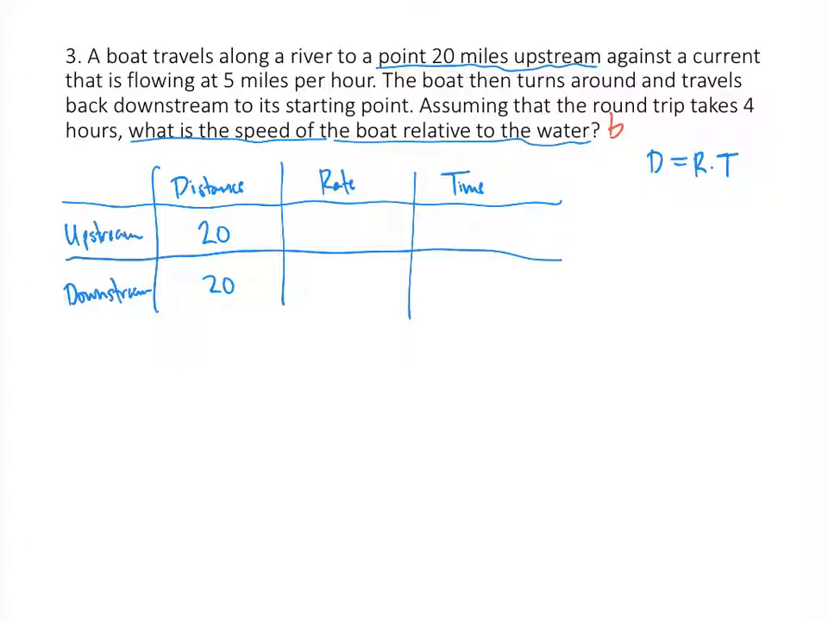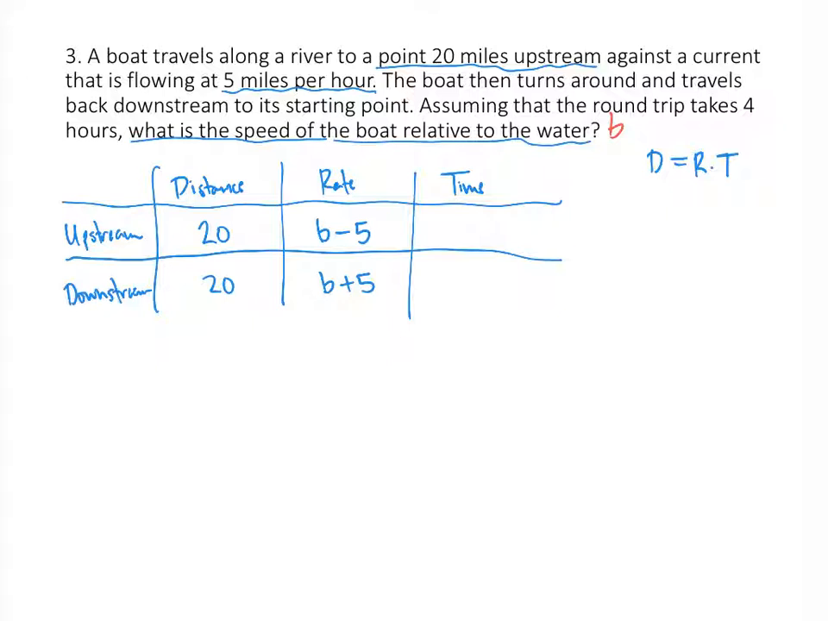Now for the rate, we know that the current flows at 5 miles per hour. The base speed of the boat is B. But when we go upstream, the current is working against us. So our speed is reduced by the speed of the current. So our regular speed of B, if it was calm water, gets reduced by 5 miles per hour. But when we turn the boat around to go back downstream, now the current is helping us, and so the boat gets speeded up by 5 miles per hour.